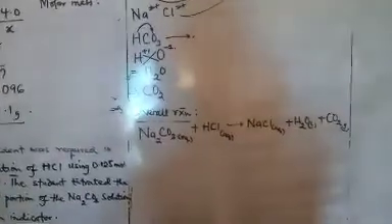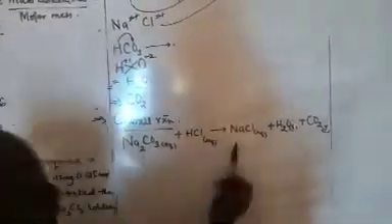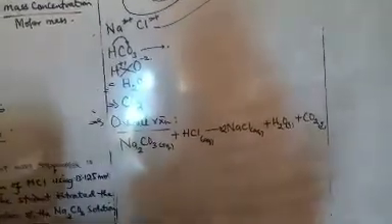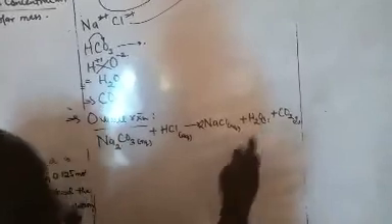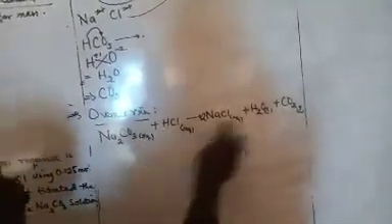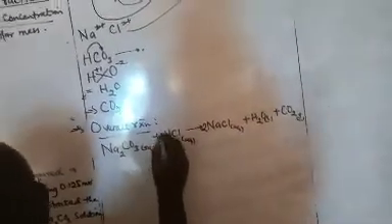Then I will now check if my equation of reaction is balanced. If it's not balanced, I'll balance it before I start moving. Sodium: 2 atoms here, 1 there. So to make this balance, I will put 2 here. Carbon is 1 here, carbon is 1 here, we don't have any problem with that. Oxygen is 3 here, and 2 plus 1 is 3. Let's see hydrogen. Hydrogen is 1 here, hydrogen is 2 here. So to make this balance, I will put 2 here.